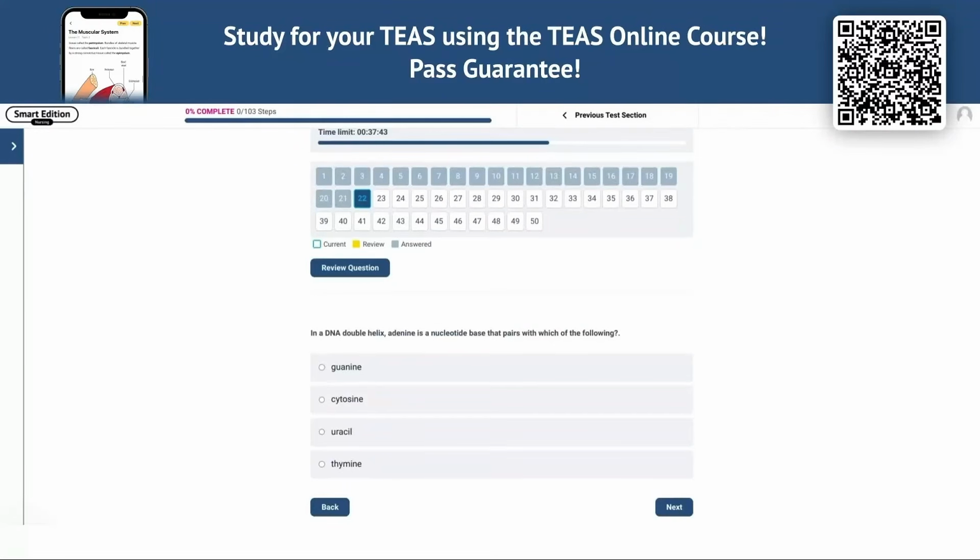In a DNA double helix, adenine is a nucleotide base that pairs with which of the following? The correct answer here is thymine.